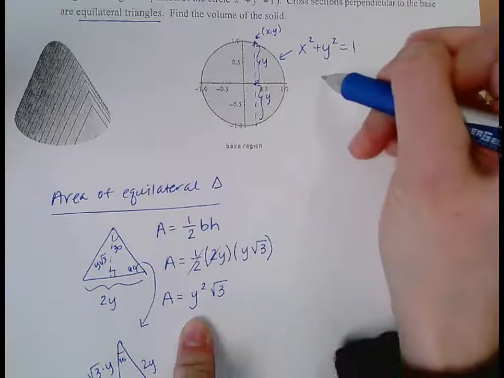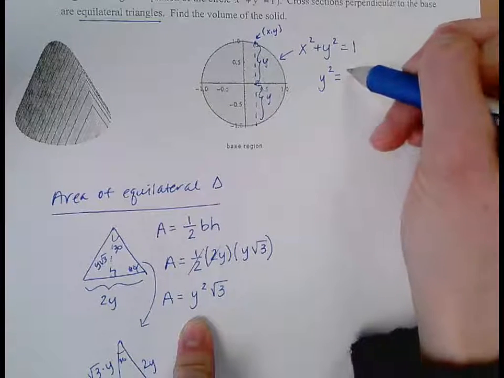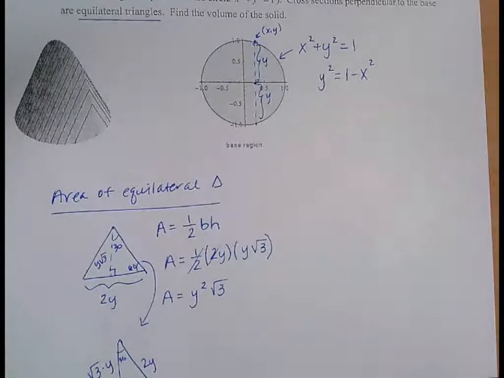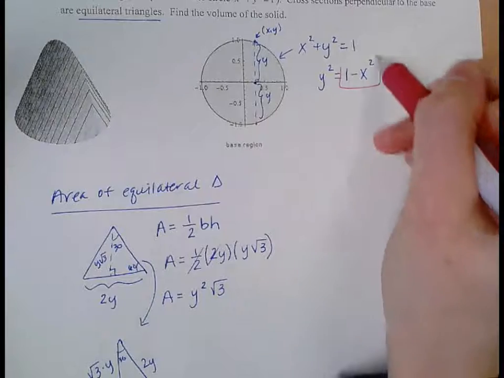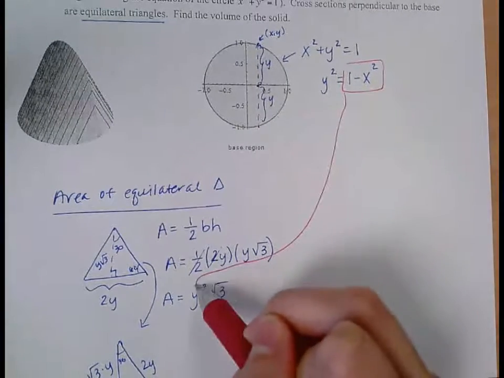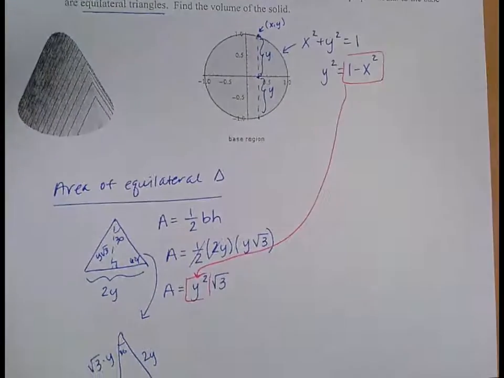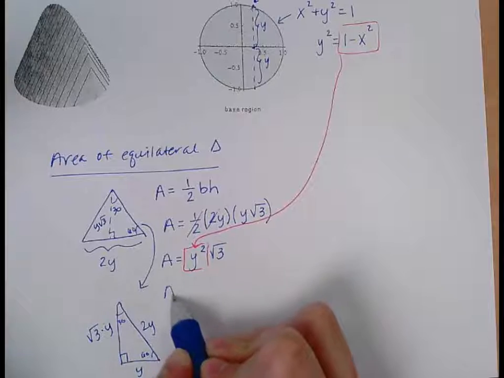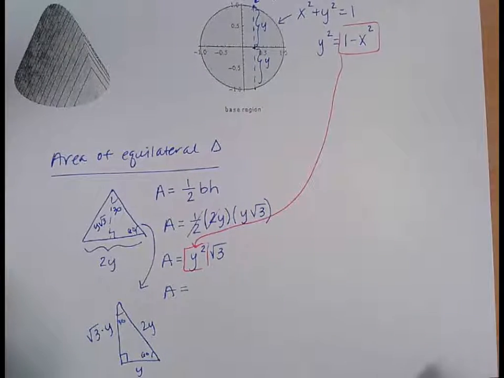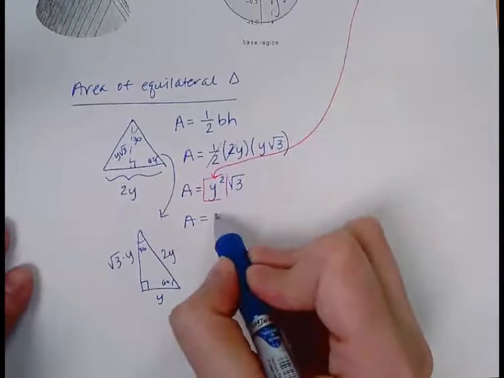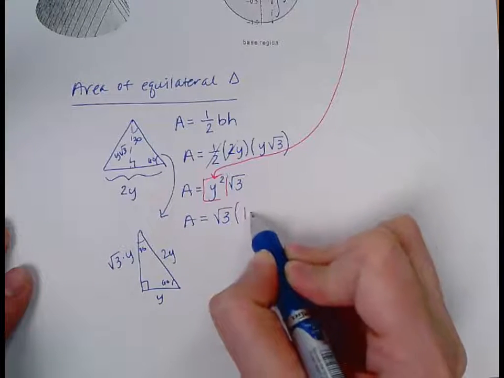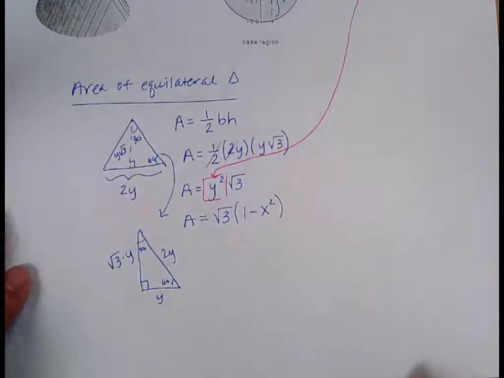So if I solve this for y squared, it is 1 minus x squared. I can substitute that in for the y squared here. Okay, and then it's in terms of x. So overall, the area of that cross-section with respect to x is going to be, I'm going to write the square root of 3 in front, the square root of 3 times the quantity 1 minus x squared.